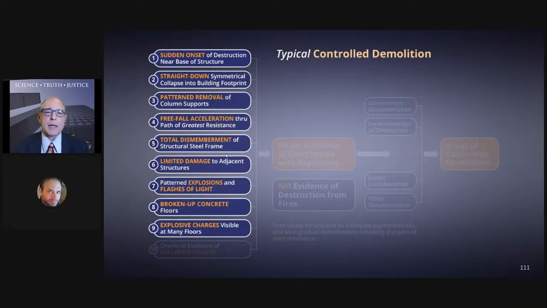Feature number 9, explosive charges visible at many of the floors. These are called squibs in the industry, explosive demolition industry. Isolated explosive charges that are visible because maybe they are mistimed, or you can just see them better. They're going off at various floors. And then chemical evidence of explosive devices left behind in the residue, of course.